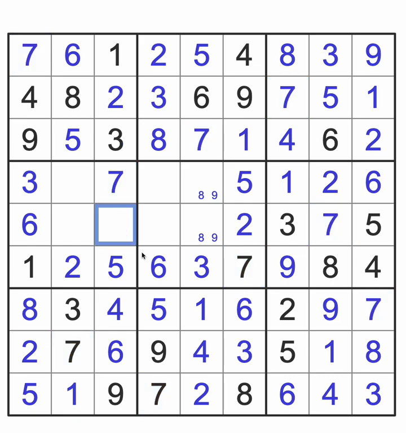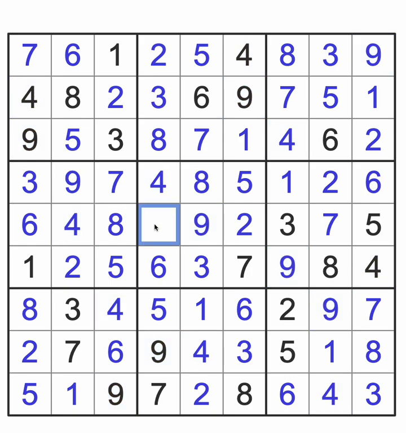This column is missing 8. That gives me 9, 8. 9 blocks here, so this is 9. This is 4. This is 4. And this will be 1.